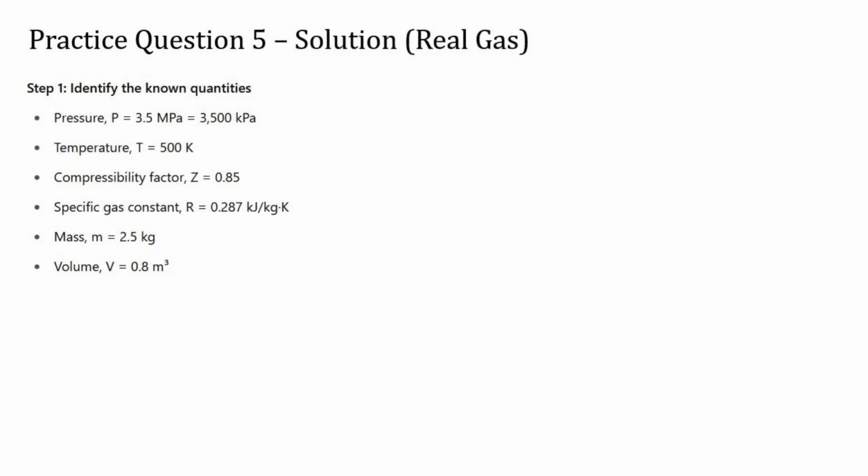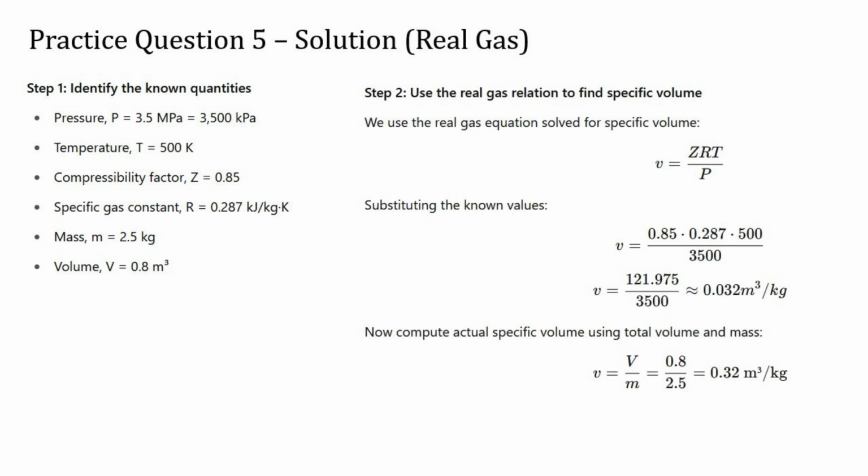We begin by identifying the relevant information provided in the problem. Next, we apply the real gas equation to estimate the specific volume. Plugging in the values gives us approximately 0.032 cubic meters per kilogram. However, the specific volume is defined as the total volume divided by the mass. So we take the tank volume of 0.8 cubic meters and divide it by the 2.5 kilograms of gas, which yields a specific volume of 0.32 cubic meters per kilogram. Therefore, answer option D is correct.